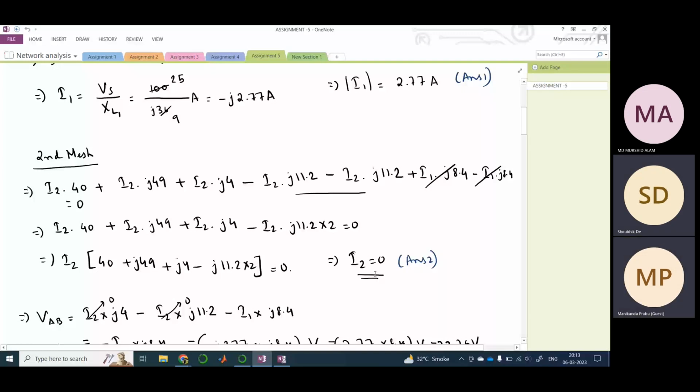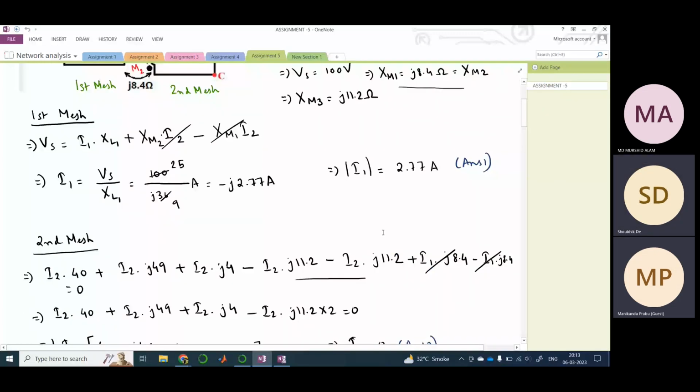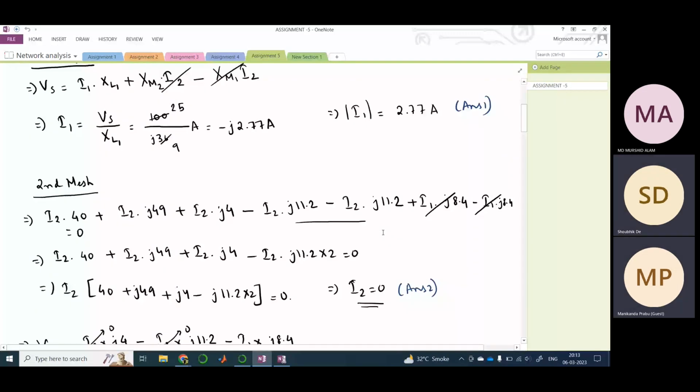Sir, that second equation only, I have a doubt, sir. Can you explain that? Okay, I'll tell you.